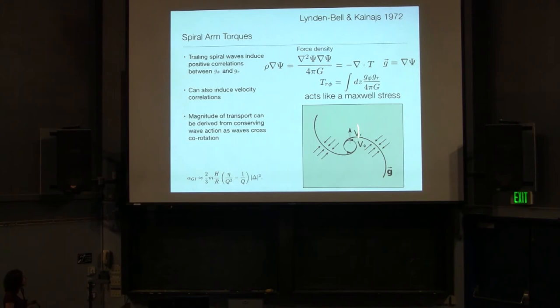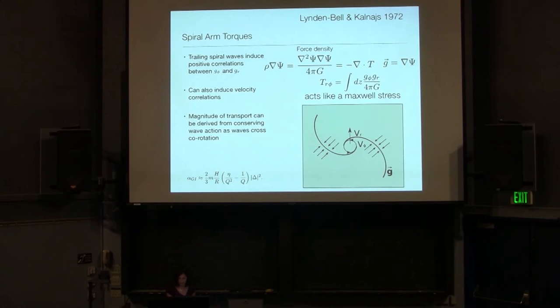You can derive how this actually transports angular momentum by conserving wave action as waves cross the co-rotation region with this spiral pattern. And of course, we go ahead and turn that into an alpha, which I've argued is bad, but again, it's just convenient to do it that way.